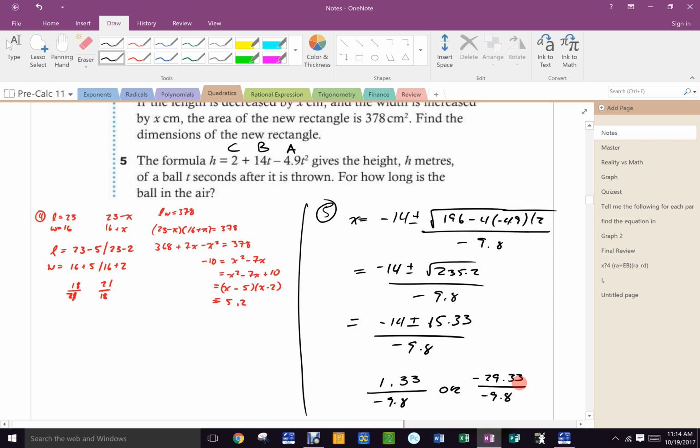Which one of those makes sense? Left or right? Why? Because it's positive. You can't have a negative time. So this answer has to be extraneous. This has to be the answer. And then you would do that.